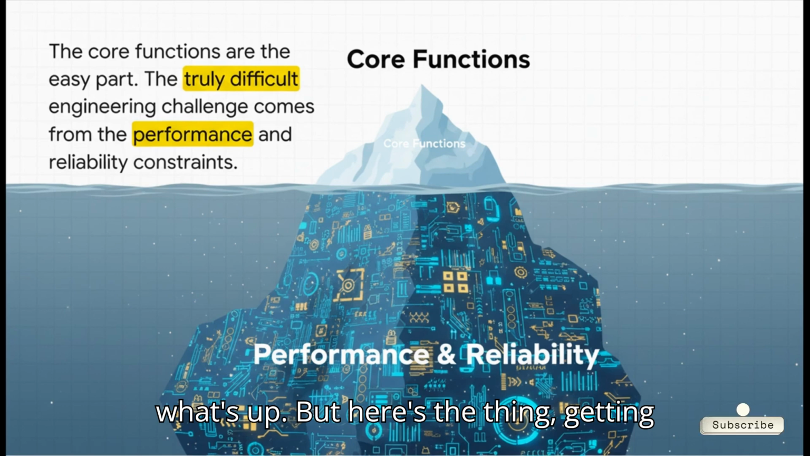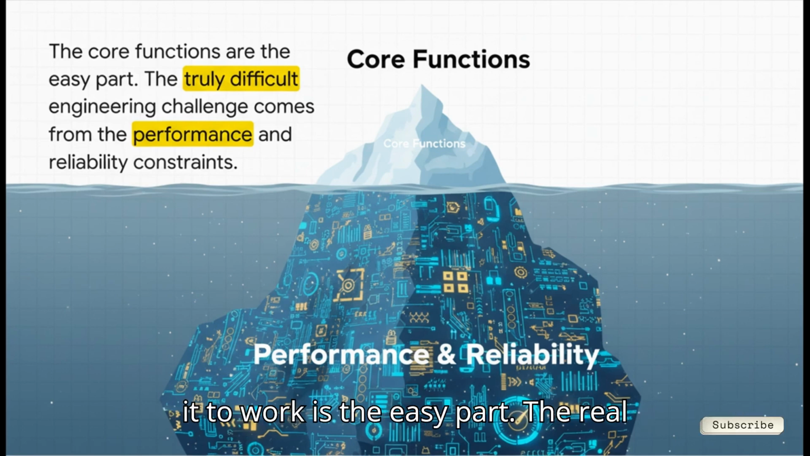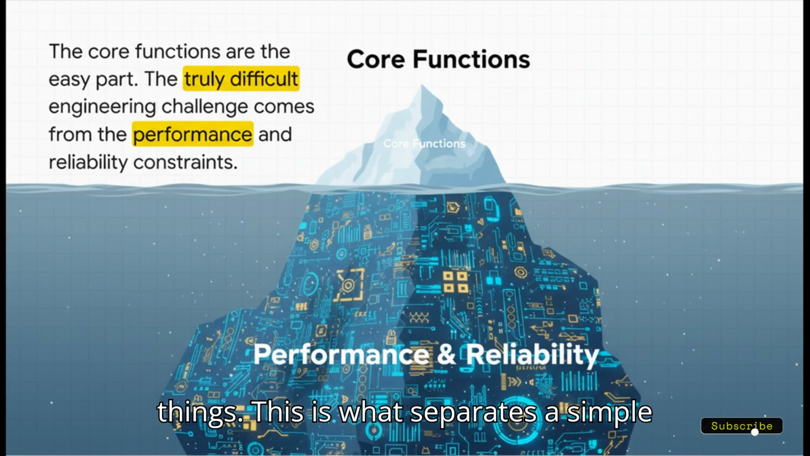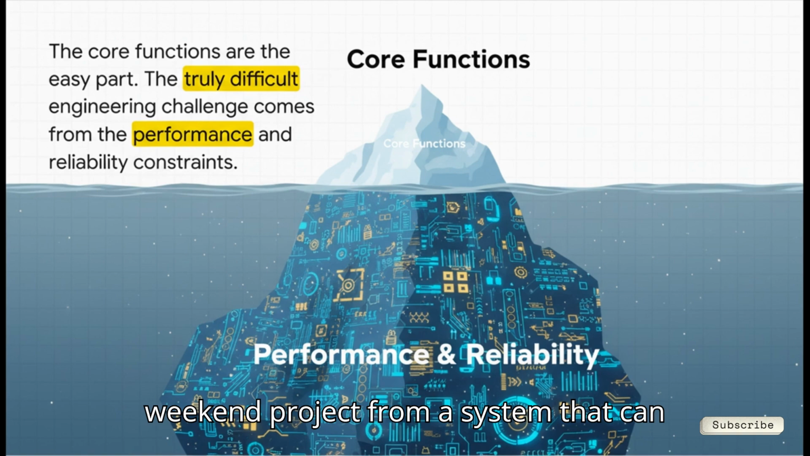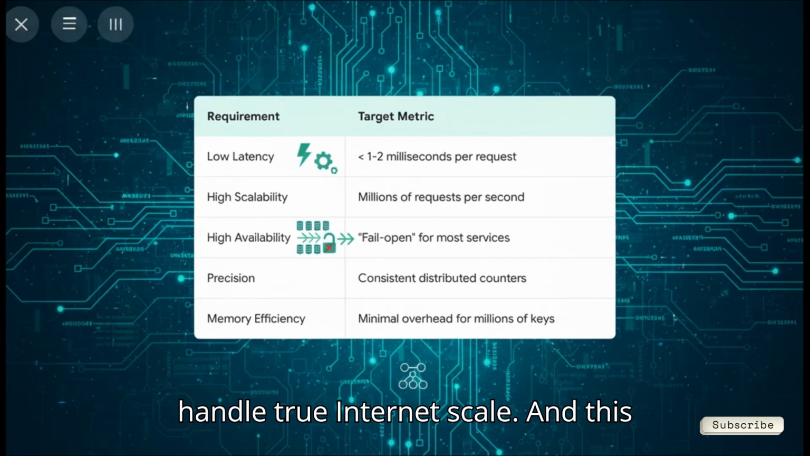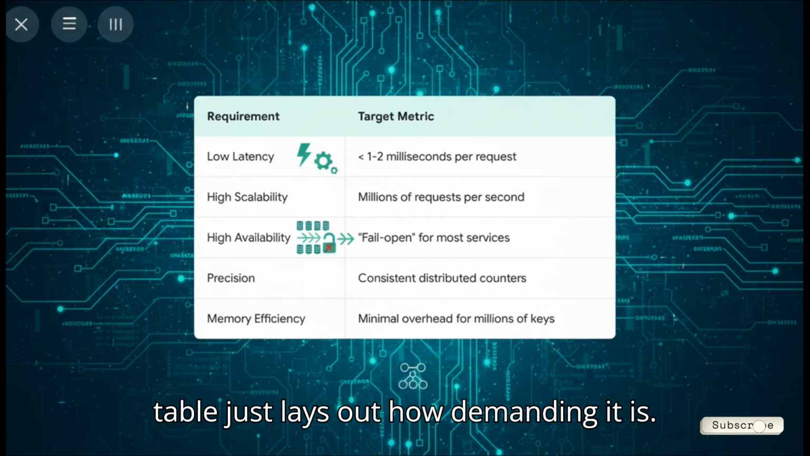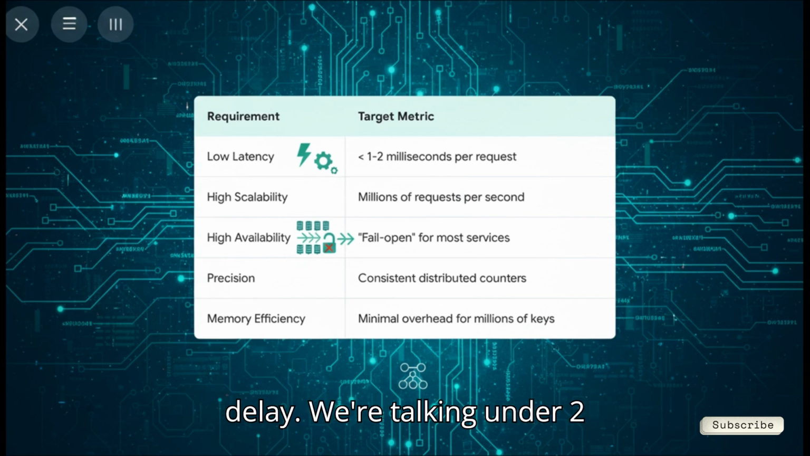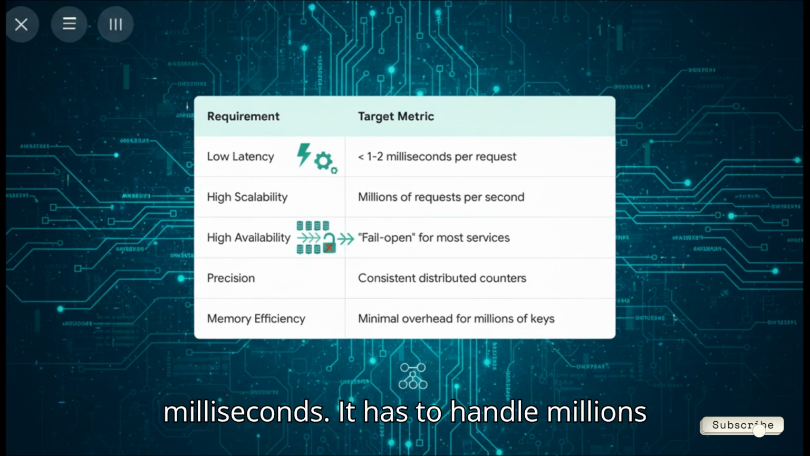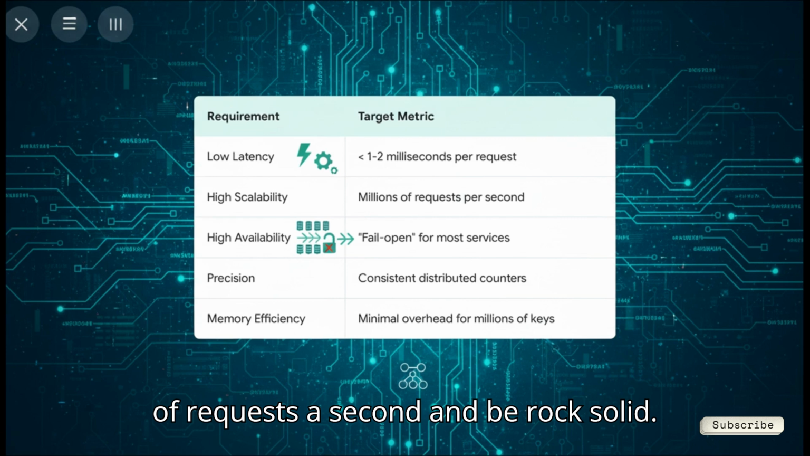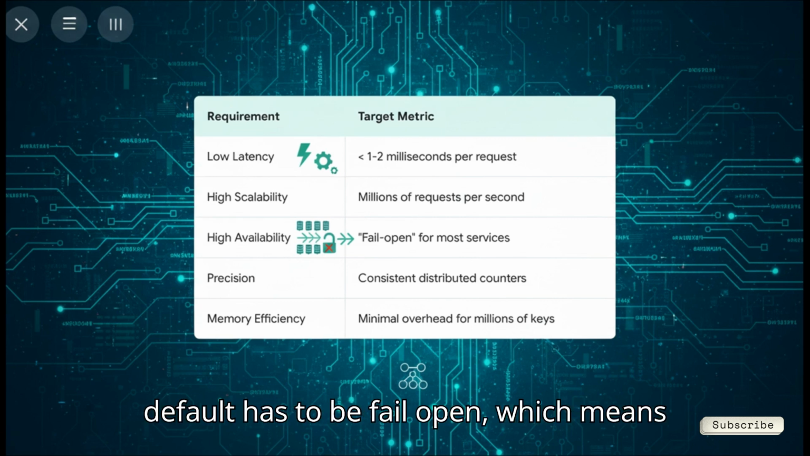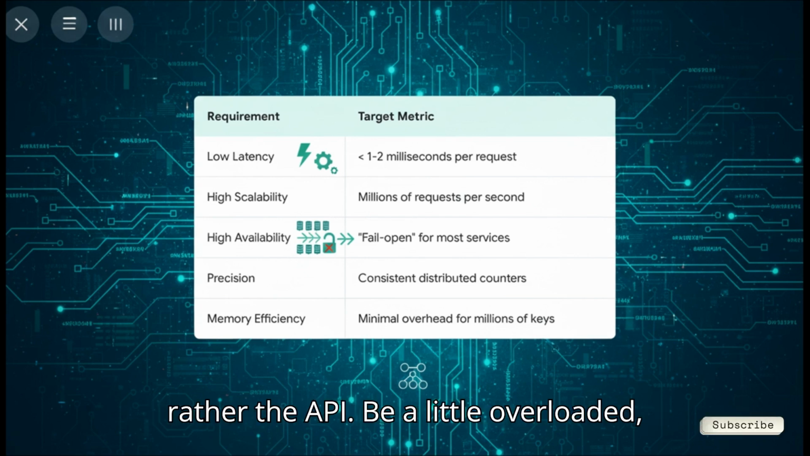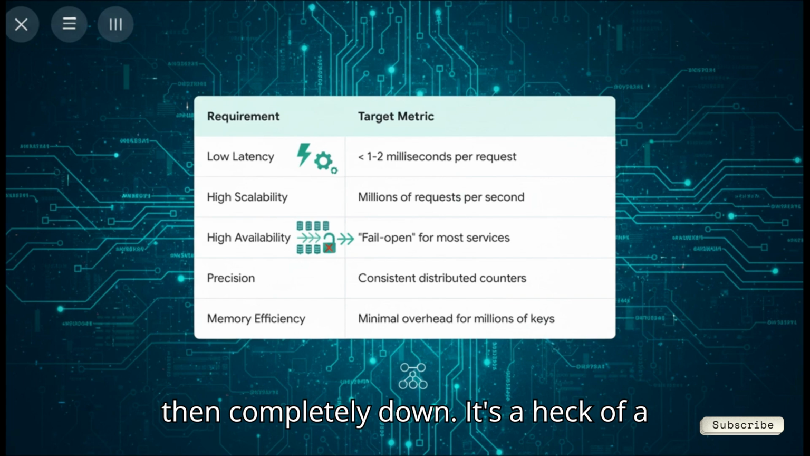But here's the thing. Getting it to work is the easy part. The real tough engineering challenge comes from the performance and reliability side of things. This is what separates a simple weekend project from a system that can handle true internet scale. And this table just lays out how demanding it is. This check happens on every single request, so it can't add any noticeable delay. We're talking under 2 milliseconds. It has to handle millions of requests a second and be rock solid. And if the limiter itself fails, the default has to be fail open, which means we just let the traffic through. We'd rather the API be a little overloaded than completely down. It's a heck of a challenge.